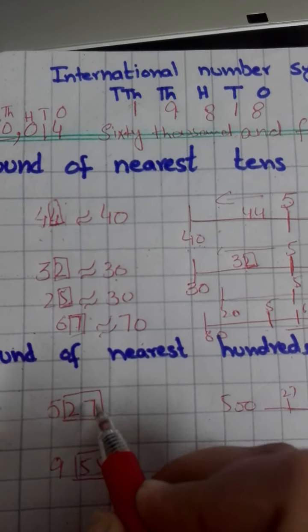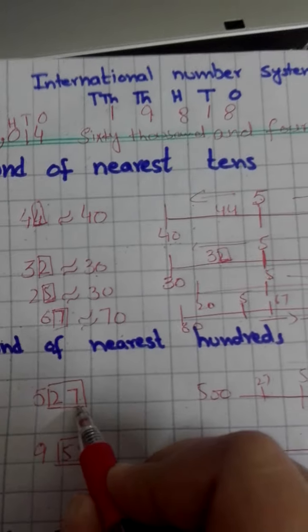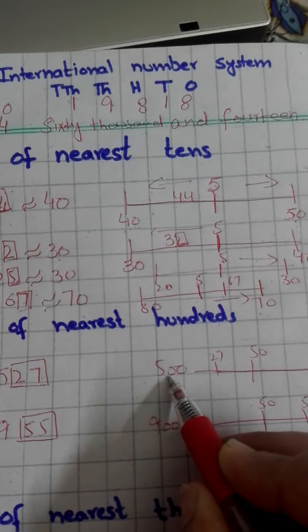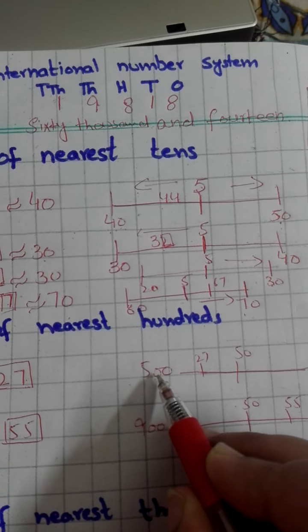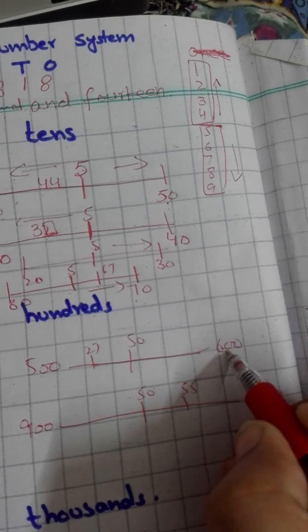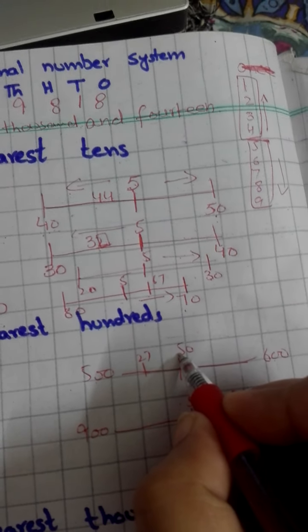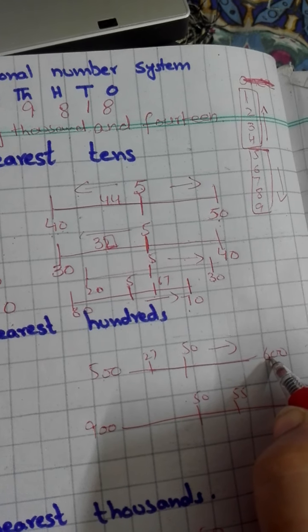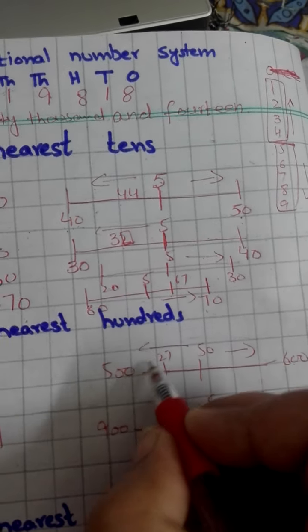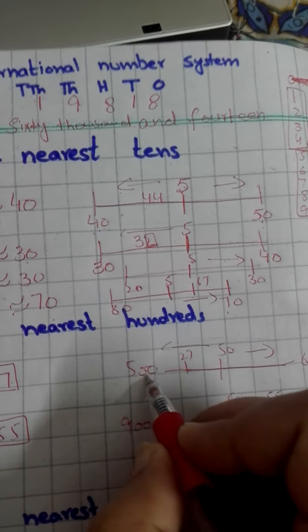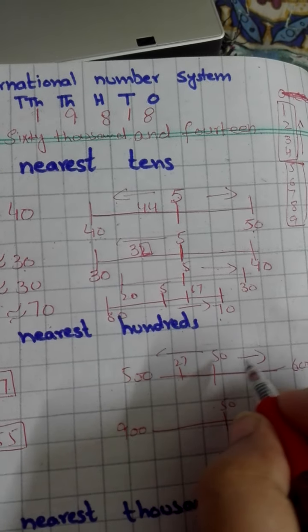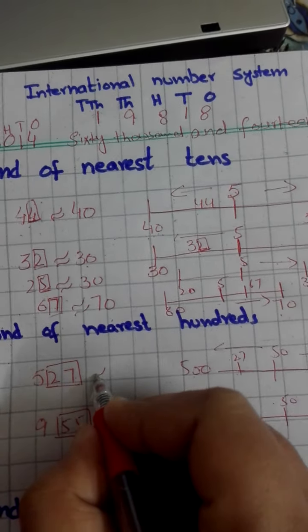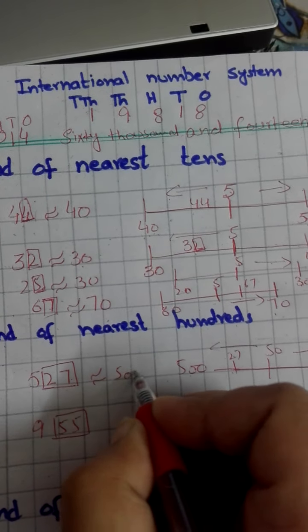527. Now we check the tens value. First of all, we check the hundreds. 527 is between 500 and 600. If the value is 50 or greater, then it moves to the next hundred. Otherwise, it moves to the back hundred. Look here: 527, it's less than 50. Then the answer is 500.